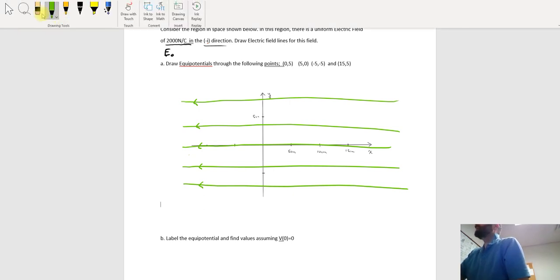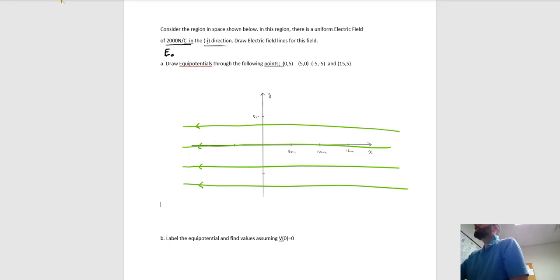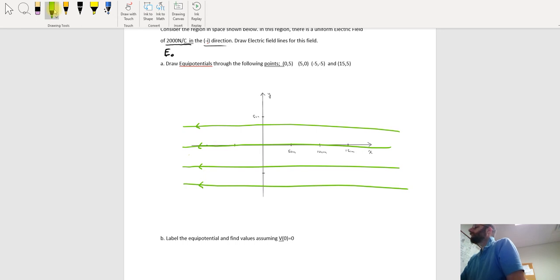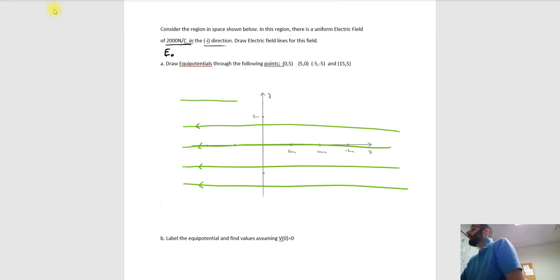I think I'm going to go back and fix this one right here. That's probably a little better. Okay, there we go. So draw electric field lines for this field. Done that.